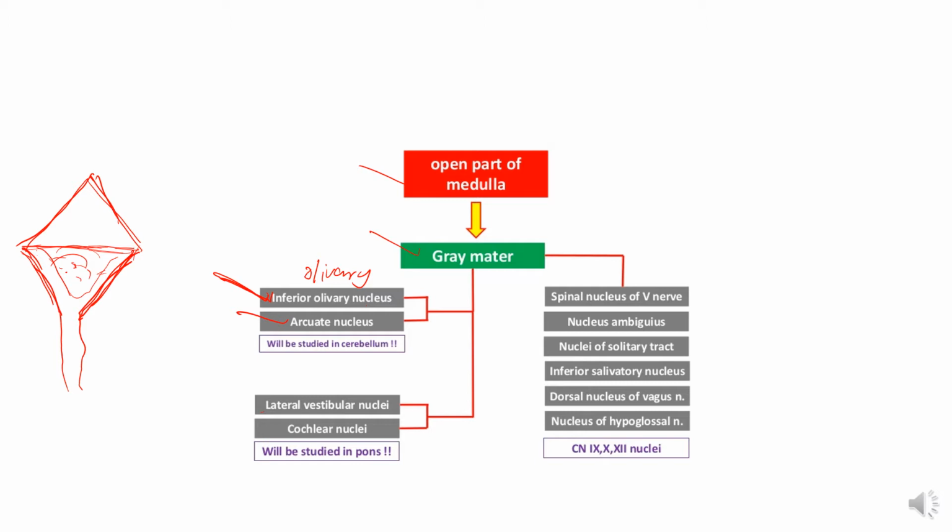Then the vestibulocochlear nuclei. These are partly present in pons and partly in the medulla. Then the spinal nucleus of trigeminal nerve and its tract. Then the nuclei for the 9th, 10th, 11th and 12th cranial nerve: nucleus ambiguus, nucleus of solitary tract, inferior salivatory nuclei, dorsal nucleus of vagus, and nucleus of hypoglossal nerve.